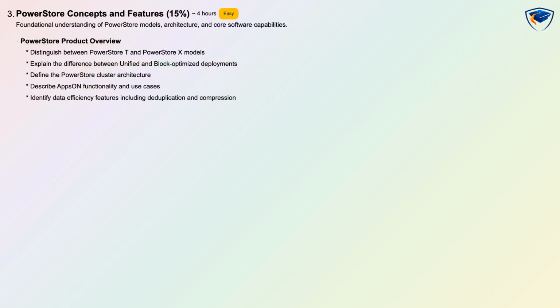In the PowerStore Concepts and Features domain, you will be tested on your foundational understanding of PowerStore models, architecture, and core software capabilities. This domain has a weightage of 15% and includes topics such as distinguishing between PowerStore T and PowerStore X models, explaining the difference between unified and block-optimized deployments, defining the PowerStore cluster architecture, describing AppsON functionality and use cases, and identifying data efficiency features including deduplication and compression.